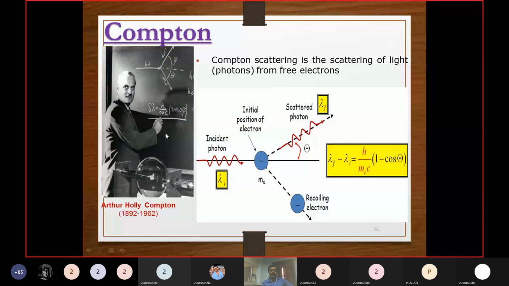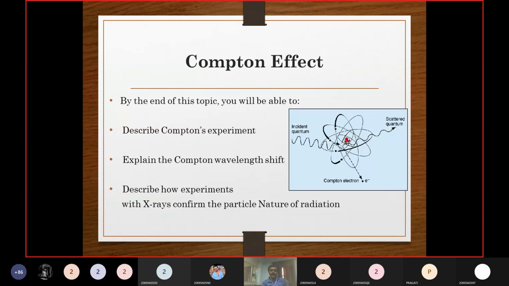This experiment was discovered by Compton, whose period was 1892 to 1962. From this experiment, we should be able to describe the Compton experiment, explain the Compton wavelength shift, and describe how the experiment with X-rays confirms the particle nature of radiation. If you take an atom, inside it there is a nucleus, and electrons revolve around that nucleus. This is the three-dimensional view of electrons revolving around the nucleus.